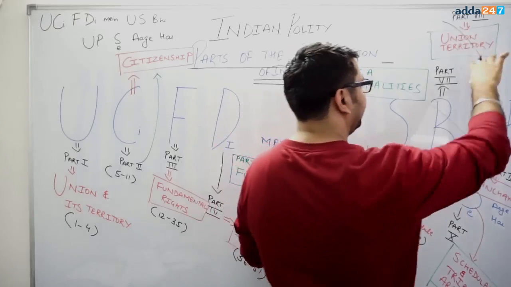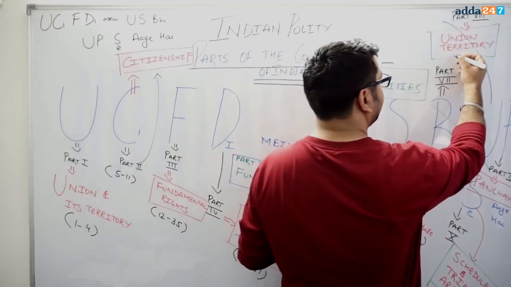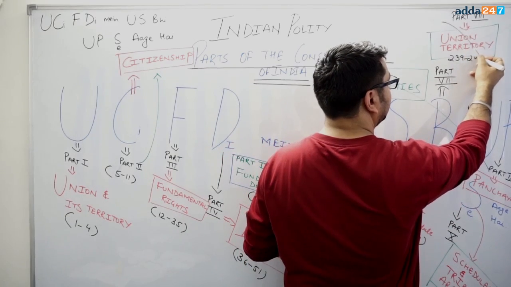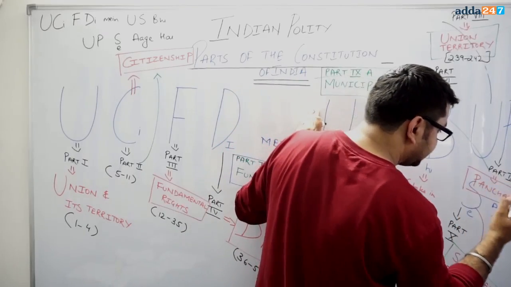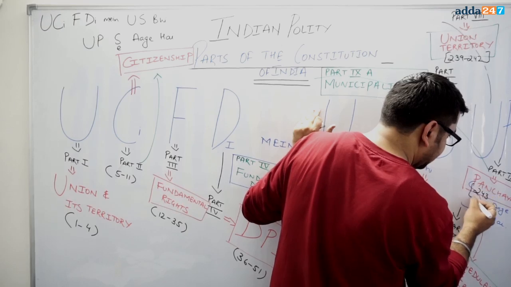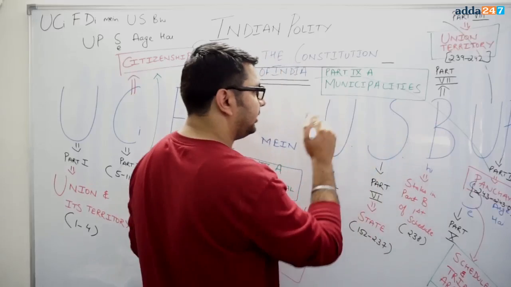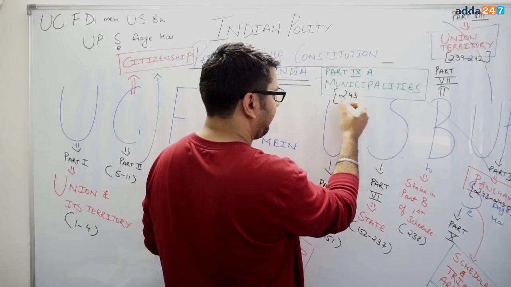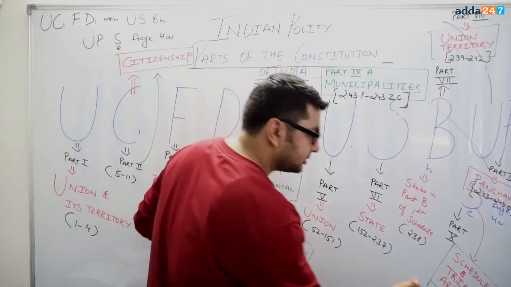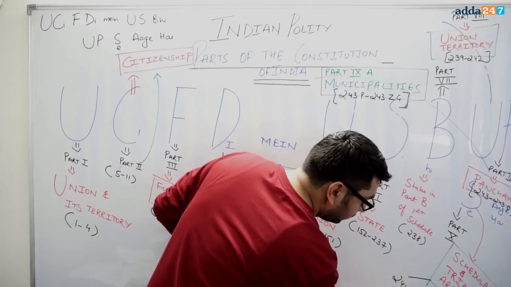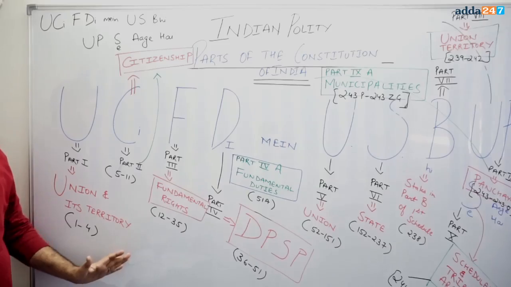Part 8, Article 239. In Union Territory, 239 to 242. Then Panchayats, 243 to 243O. Then municipalities, 243P to 243ZG. And in scheduled and tribal areas, Article 244. So these are the articles.